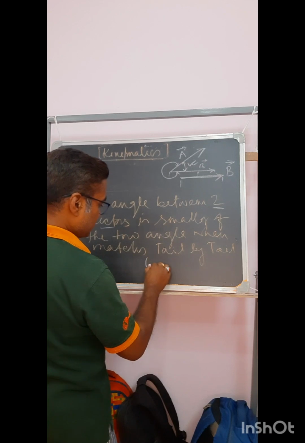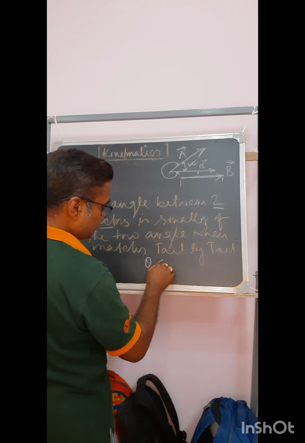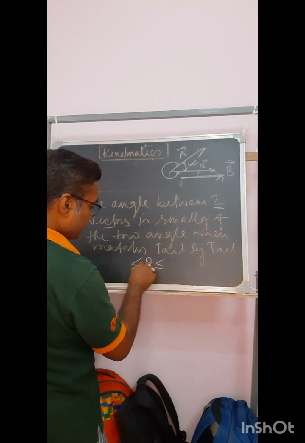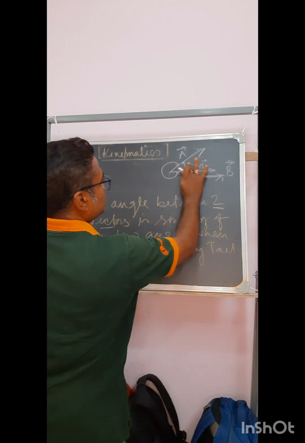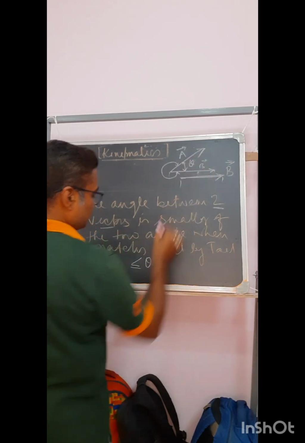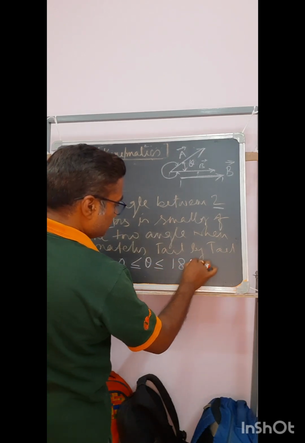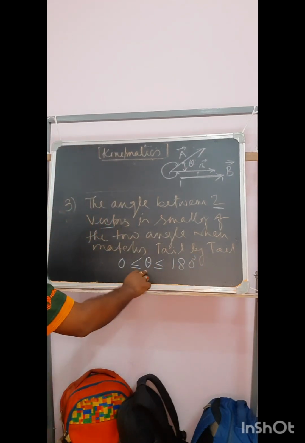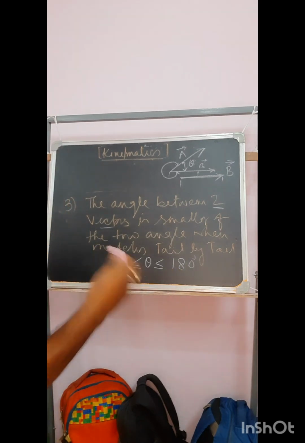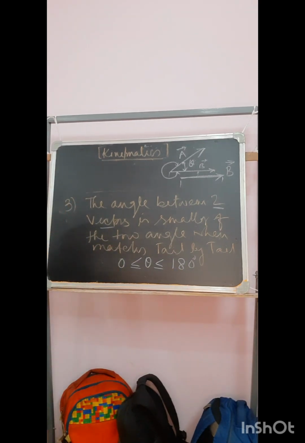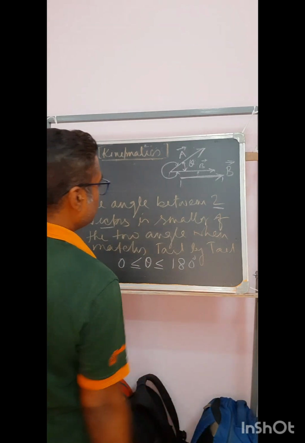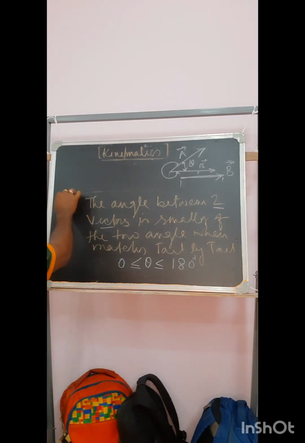As per this understanding, this angle, let's say, is denoted by theta. So theta is always between 0 and 180 degrees. It can never be more than 180 degrees or less than 0. It always lies within this range. This is a very important point to remember and understand.